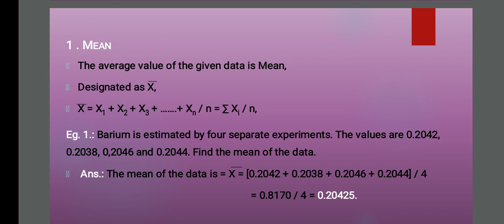So mean is you sum up all the values given, and divide by the number of values. 4 numbers are present: 1, 2, 3, 4. So you divide it by 4. It will give the mean of this particular data.